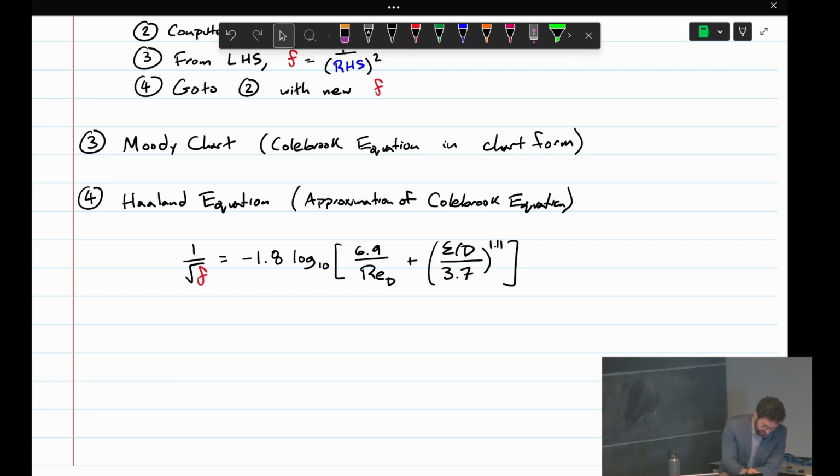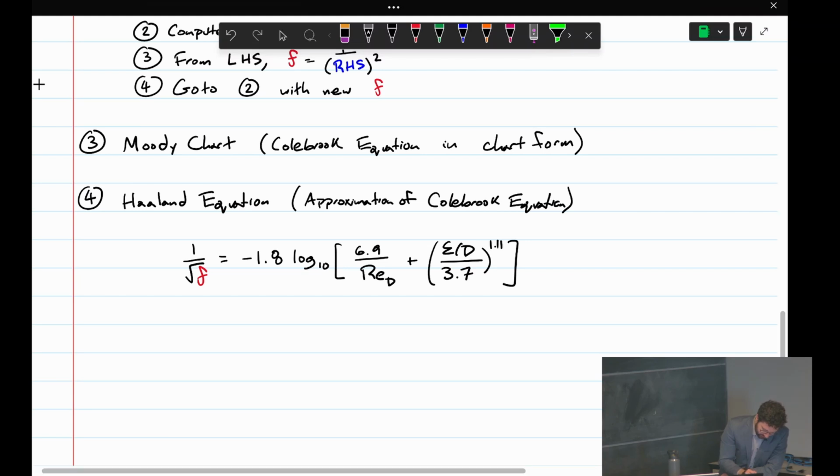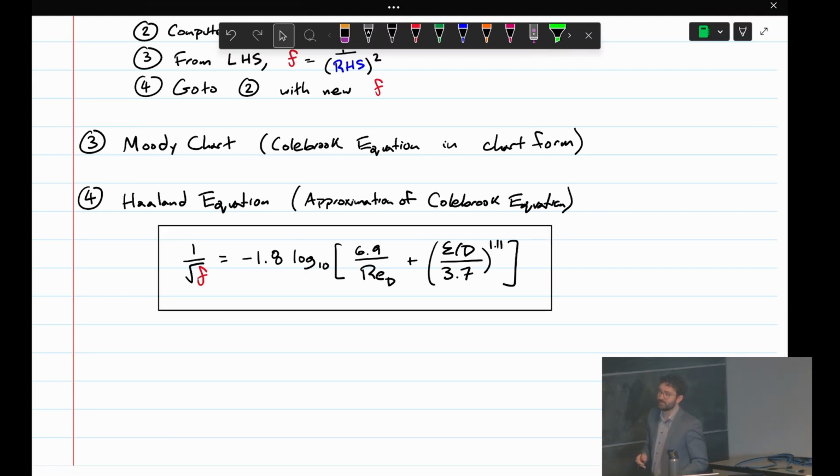And the Holland equation is very nice because, well, first off, it's explicit in f. f only appears once and it appears on the left-hand side. So we don't have to do any iterations with the Holland equation. The second reason that it's nice is it's within 2% accuracy of the Colebrook equation. So it's good enough for hand calculations. We don't have to do any iterations when we do calculations by hand.